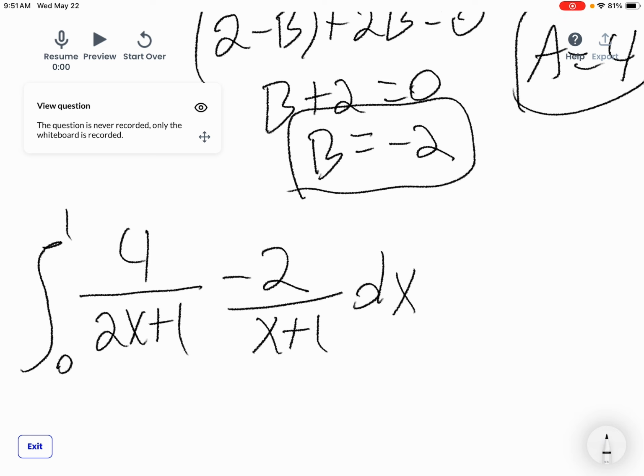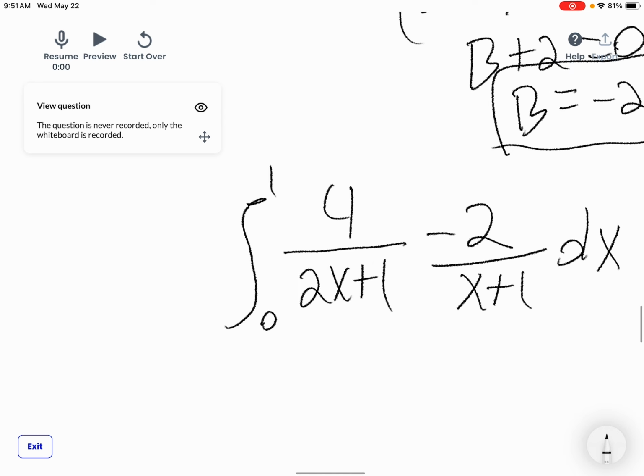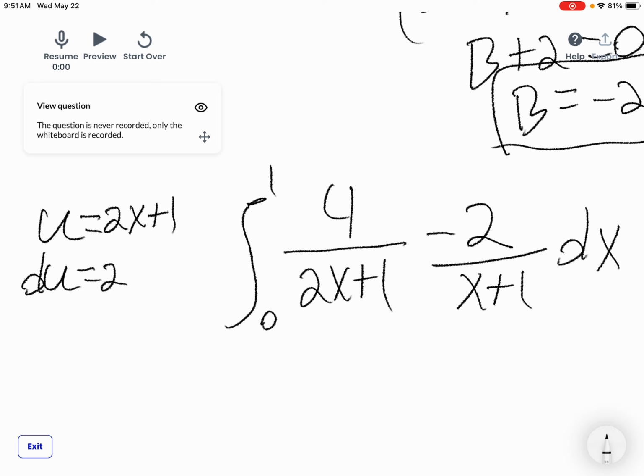And now we actually know how to integrate both of these, so we can split it and integrate piece by piece. We can first integrate 4 over 2x plus 1. That's going to be a simple u sub. If we let u be equal to 2x plus 1, then what is du? We differentiate. The derivative is just 2 with respect to x. So 2 dx, dividing by 2, we get du over 2, or 1/2 du is equal to dx.